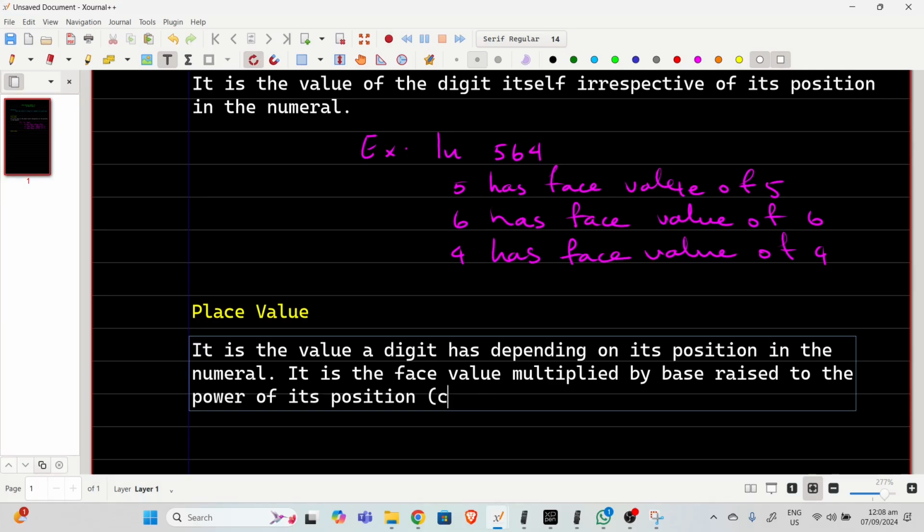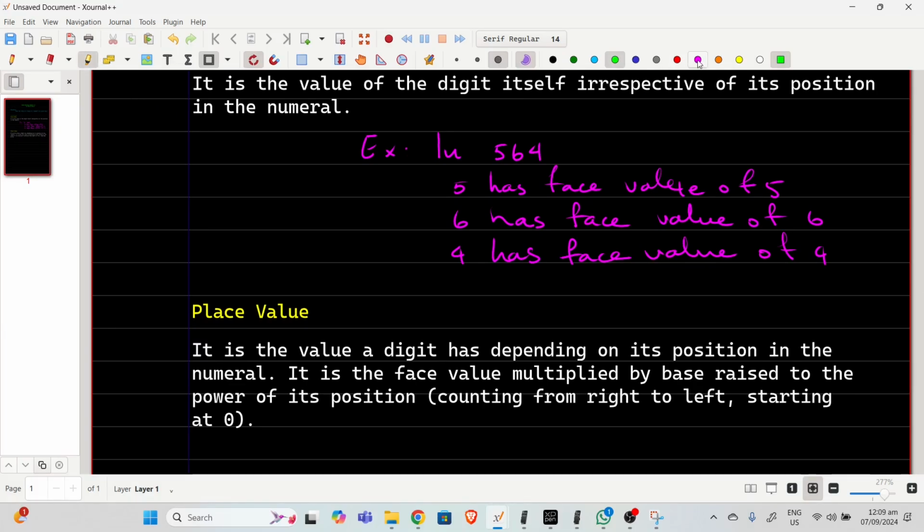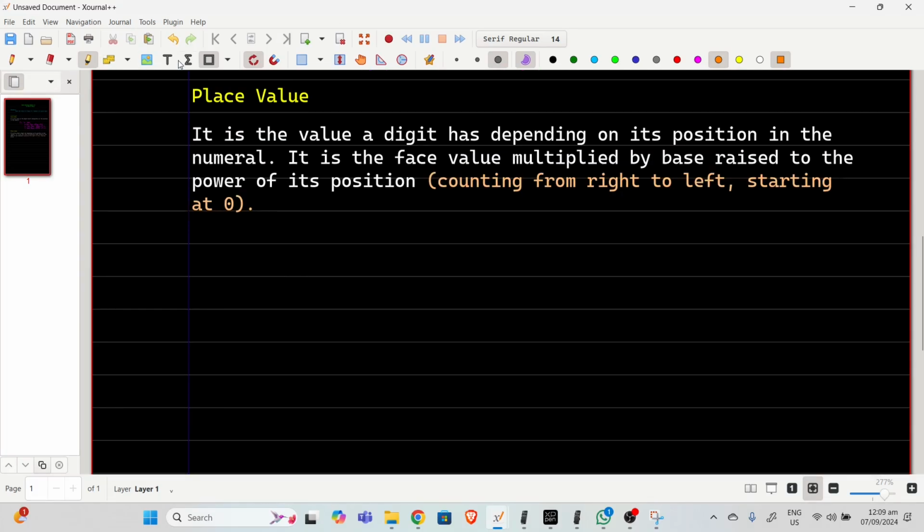Basically, we're going to talk about counting from right to left, starting at 0. All right, and I'm just going to highlight that key statement there so you can understand it a little bit better. I'm going to put it in orange. Alright, counting from right to left, starting at 0. Right? Now, we usually operate in the base 10 number system, or the decimal number system, so we put a definition for that as well.